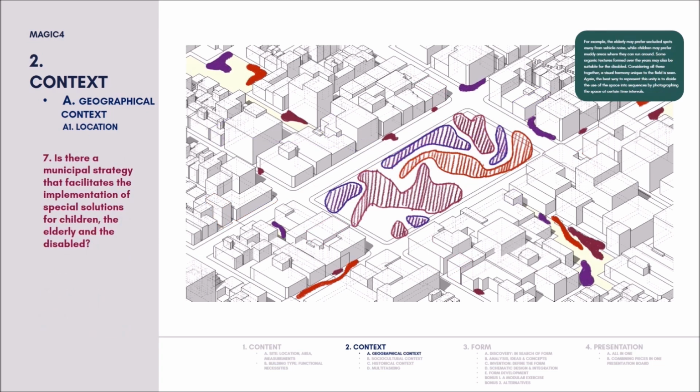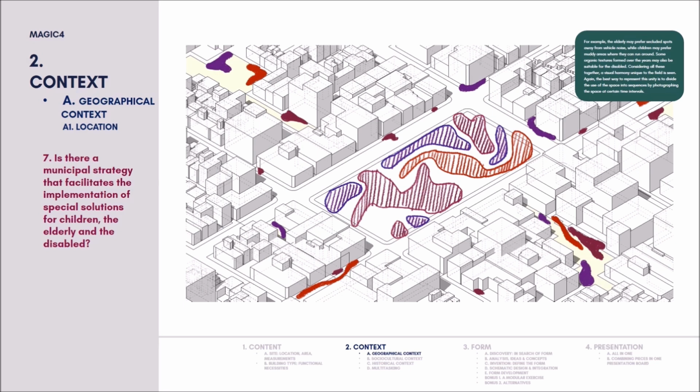A1. Location. Question 7. Is there a municipal strategy that facilitates the implementation of special solutions for children, the elderly, and the disabled? For example, the elderly may prefer secluded spots away from vehicle noise, while children may prefer muddy areas where they can run around. Some organic textures formed over the years may also be suitable for the disabled.